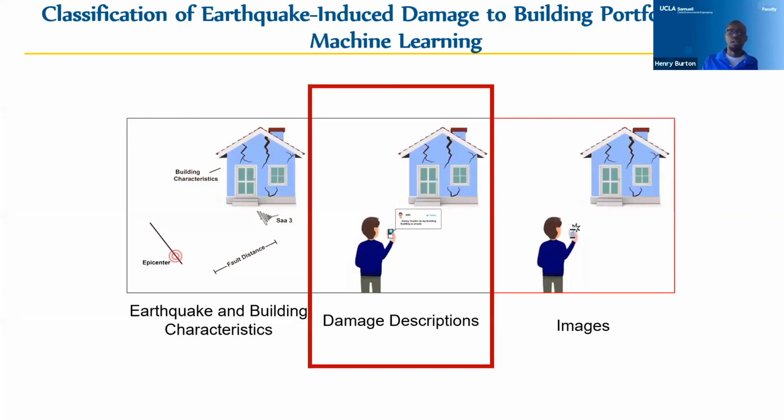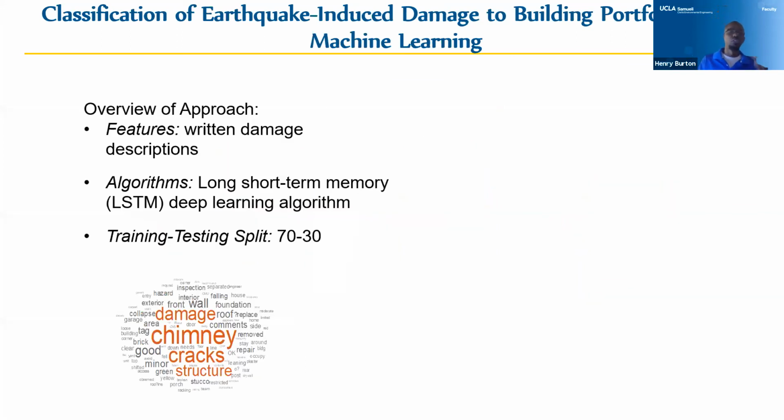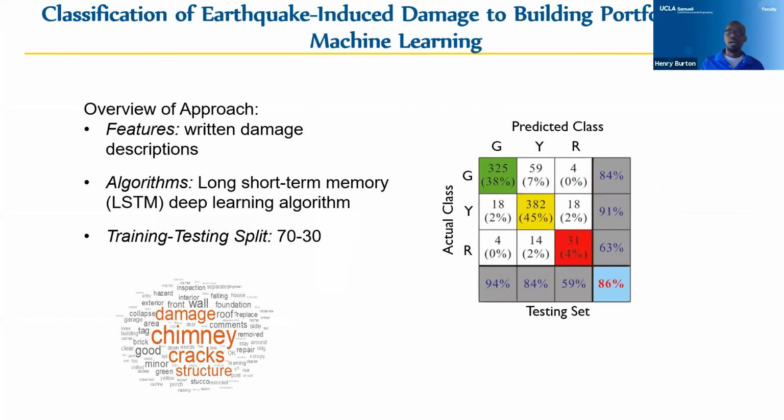We also looked at another type of model where we used the description of damage as the feature, right? I mentioned before, during the inspection, in addition to tagging the buildings, the inspectors document the description of damage. So we took those descriptions and trained an algorithm, a neural network algorithm, a deep learning algorithm, which I talked a little bit about earlier, to predict the damage. And we actually got a better model compared to the other one, 86% accuracy.